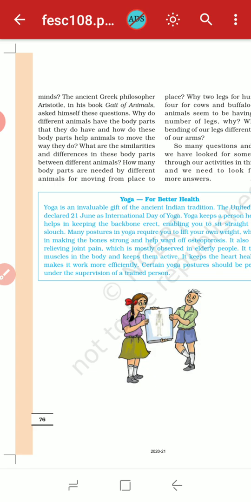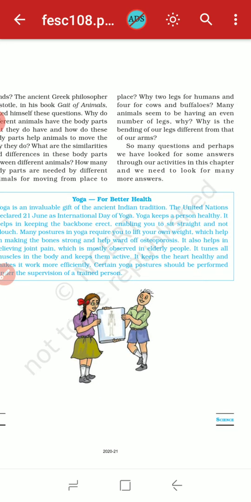How many body parts are needed by different animals for moving from place to place? Why two legs for humans and four legs for cows and buffaloes? All these questions are asked in their book. Many animals seem to have an even number of legs. Why? Why is the bending of our legs different from that of our arms? So many questions, and perhaps we have looked for some answers through our activities in this chapter, and we need to look for many more answers.